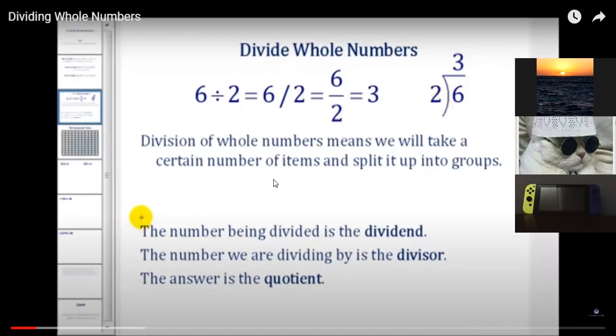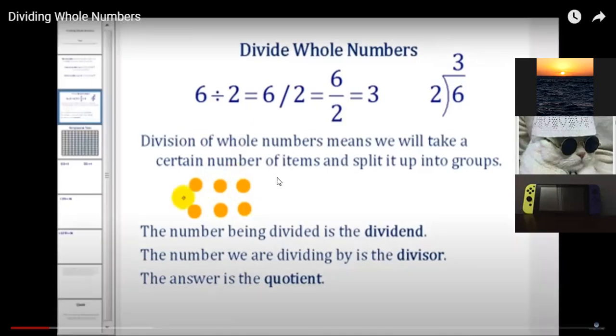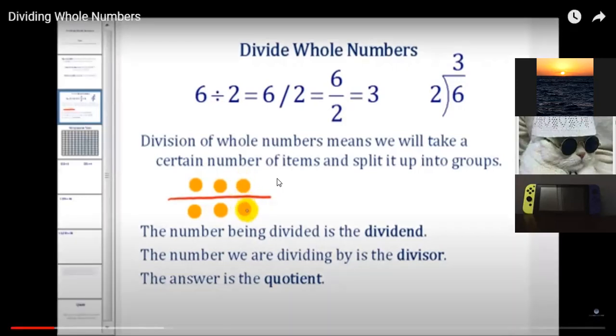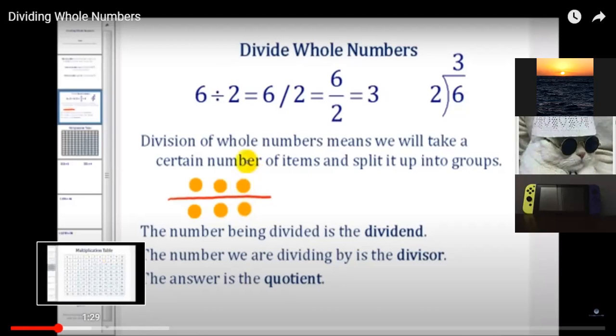Division of whole numbers means we will take a certain number of items and split them up into groups. So 6 divided by 2 means we have 6 items, and we want to divide these into 2 groups. So if we take a total of 6 and divide it into 2 groups, we can see that each group will have 1, 2, 3 items. Therefore 6 divided by 2 is equal to 3.